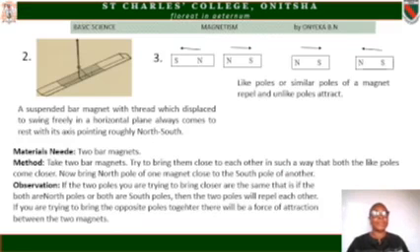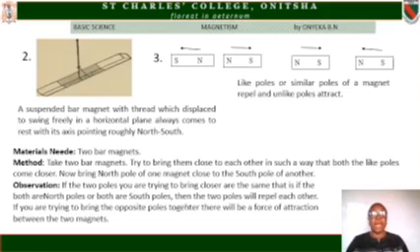Second law. A bar magnet suspended with thread, which is allowed to swing freely in a horizontal plane, always comes to rest with its axis pointing north-south. Looking at the diagram there, you will see that instead of being level, it will tilt, and the bar magnet will be pointing slightly north-south.